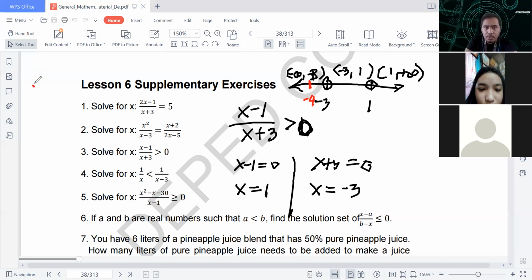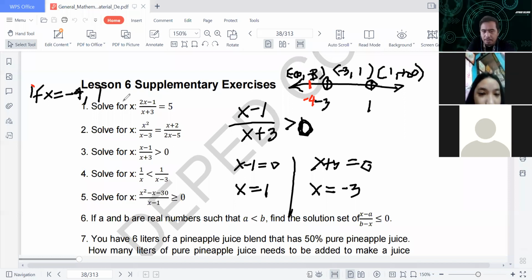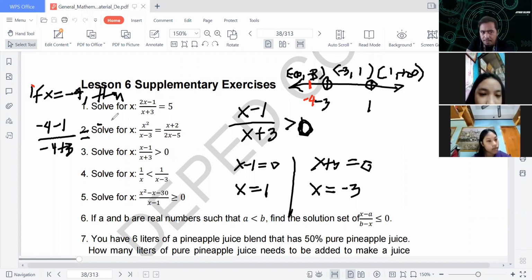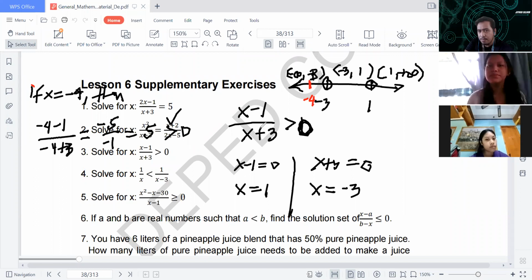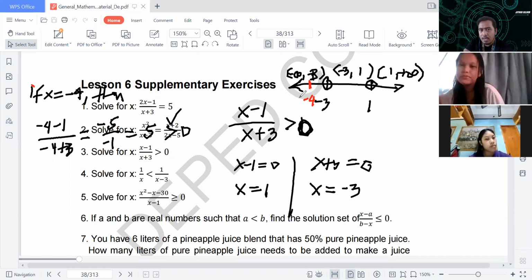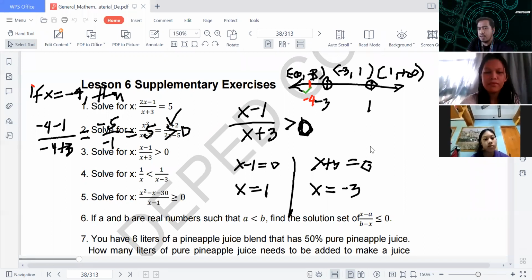Let's use -4. So if x is equal to -4, what will happen? So it will be now -4 minus 1 over -4 plus 3, right? If we test the numerator, it becomes -5. The denominator is -1, right? And if you simplify it, it becomes +5. And we know that +5 is greater than 0. I mean, this can make your inequality true, right? So it means you will be including this one in your solution set. Okay? So let us have the other interval.